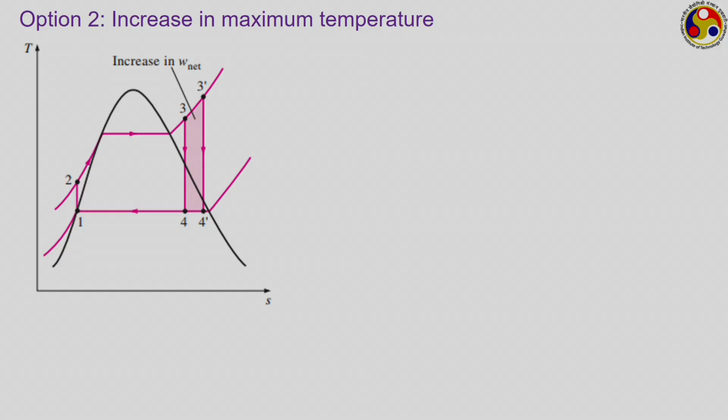Of course, if we increase the maximum temperature, our direct gain will be in the average temperature of heat addition, like shown in the diagram. Here again we have two cycles, 1, 2, 3, 4, 1, and 1, 2, 3 prime, 4 prime, 1, and between these two cycles, boiler pressure and condenser pressure are constant. Now, as the pressure remains constant, the effect of an increase in the maximum temperature is a direct increase in the area enclosed by the T-S curve, and therefore, an increase in the work output.